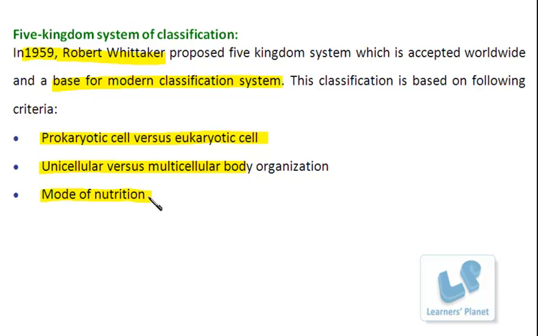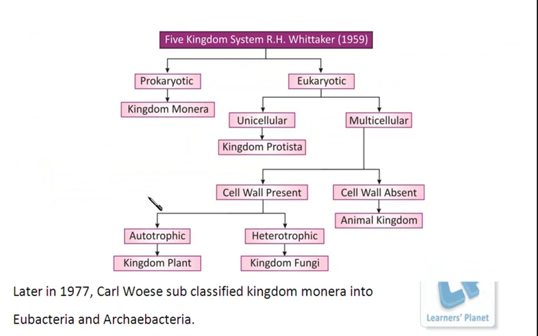One more additional point which was set as a criteria was the presence and the absence of the cell wall. So let me show you one flowchart so as to explain all this classification and the subclassification. So here is the flowchart. R.H. Whittaker classified all organisms as prokaryotic and eukaryotic organisms. This was the first base for the classification of living organisms as used by Sir Whittaker.